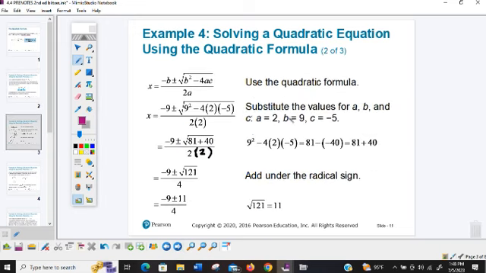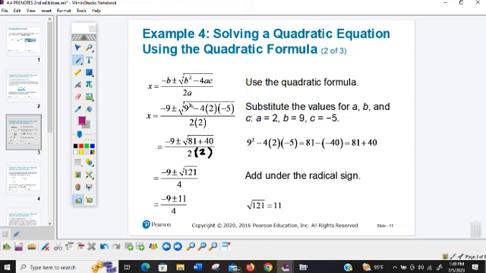So negative b, well, if b was 9, that would make that negative 9, plus or minus b squared, so that'd be 9 squared, minus 4 times a times c. So that's 4 times 2 times negative 5, and all of that is over 2 times whatever your a is.